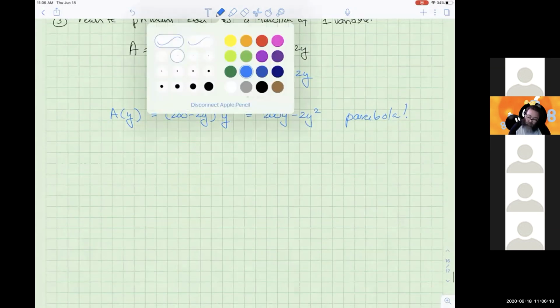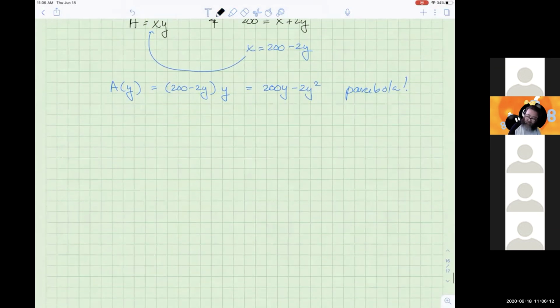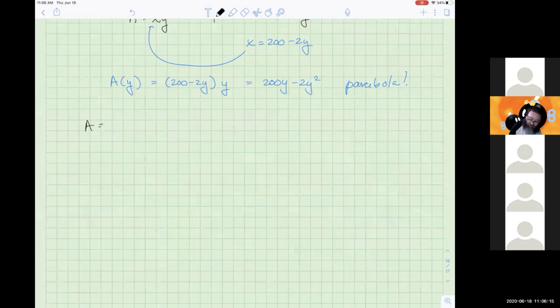So we can graph this really quick, or we can find out some information about it. If I rewrite this, the area is negative 2Y squared plus 200Y. So be careful here. Y is acting like X and A is acting like Y. So if I graph this, this isn't going to be a graph of X versus Y. It's going to be a graph of the Y dimension versus the area. That's what I have here. A is a function of Y.